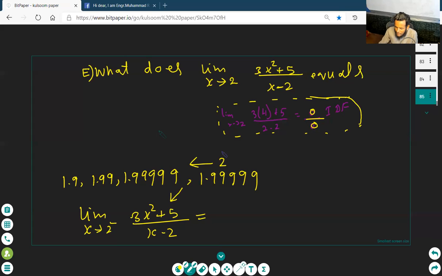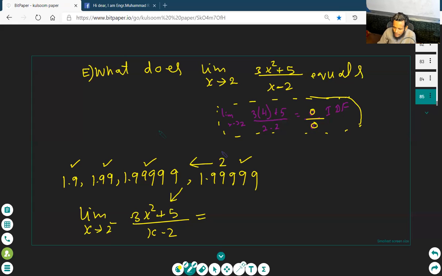You can check it by putting the values. By putting this, you cannot get the undefined 0 by 0. So you should put this, but this does not exist. We don't need to check.